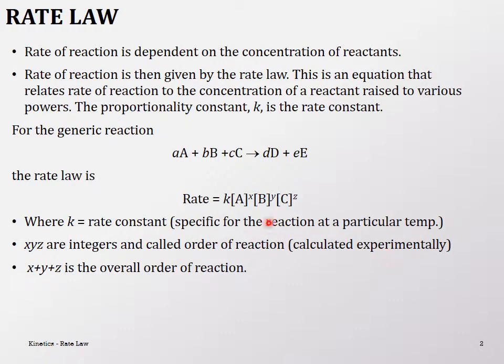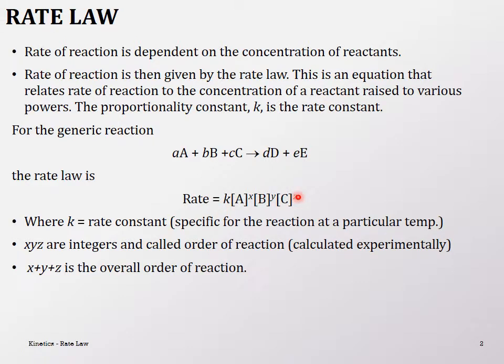Also, the k over here is what we call a rate constant. The rate constant is going to be specific for a reaction, also at a particular temperature. As we go on to learn more and more about kinetics, you will see that the rate is dependent on a number of things. So k here, which is the rate constant, is very specific for the reaction and for the temperature.